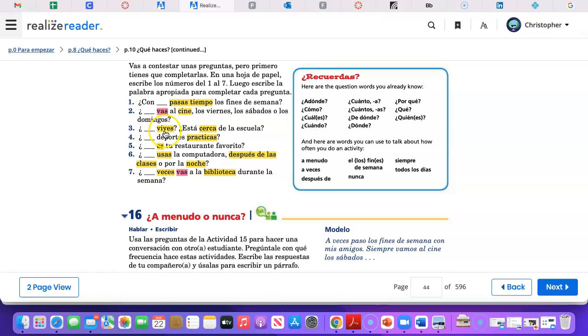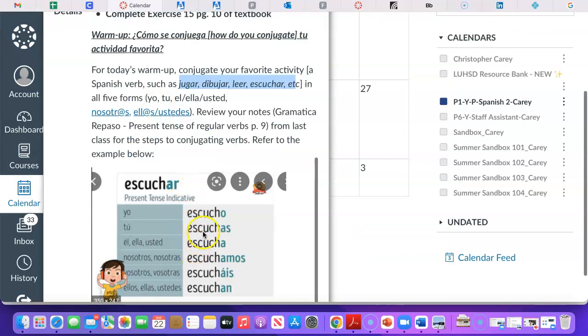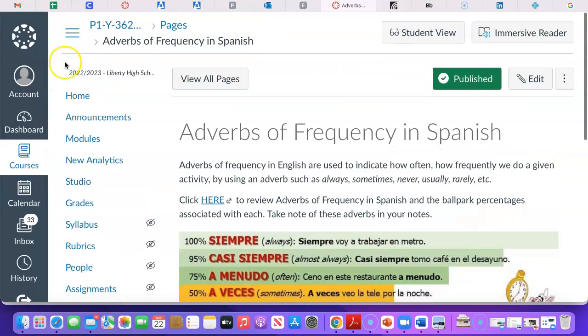¿Dónde vives? Where do you live? Technically, ¿a dónde vives? Actually, no. ¿Dónde vives? is correct. Where do you live? So this is the verb vivir. And I'm going to go back here. Now, even though it's an IR verb, remember IR verbs have different endings. And if you want to take a look at those endings, you can go back to page 9.